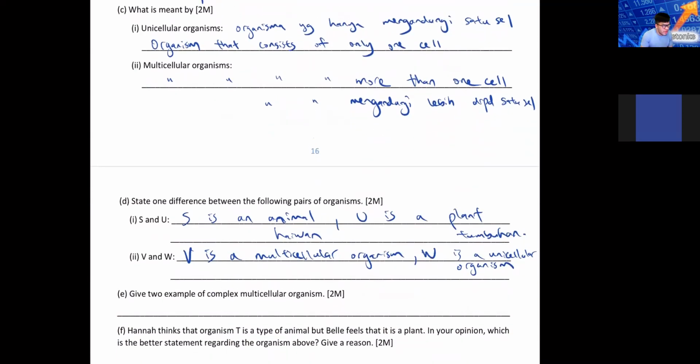Okay, so V adalah organisma multisel dan W adalah organisma unisel.